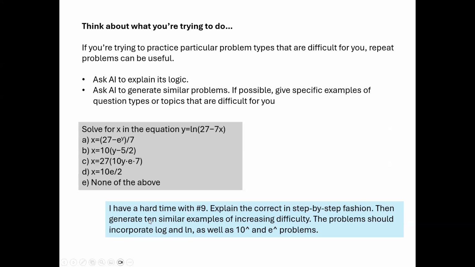And you might imagine prompting it saying, I have a hard time with number 9. Explain the correct answer in step-by-step fashion. Then generate 10 similar examples of increasing difficulty. The problem should incorporate log and natural log, as well as 10 to the and e to the problems. So here you can see I've tried to give specific examples of things that are difficult for you.